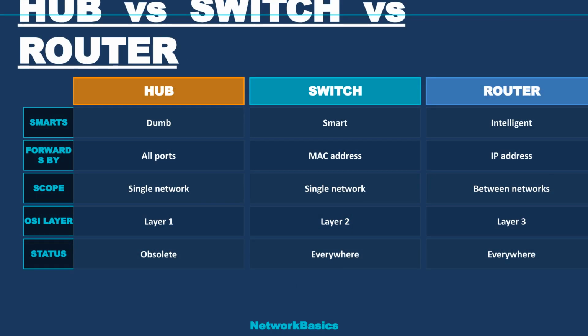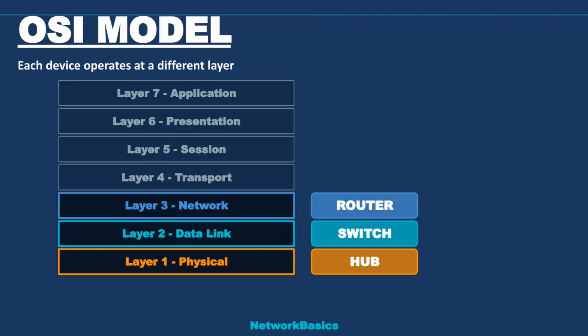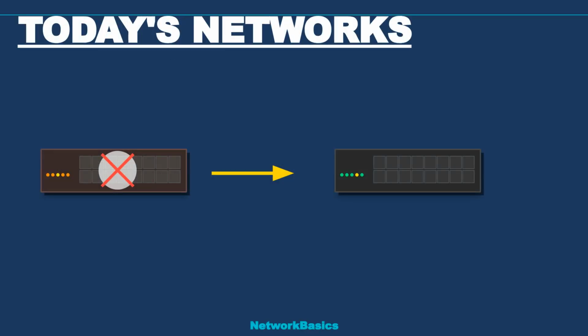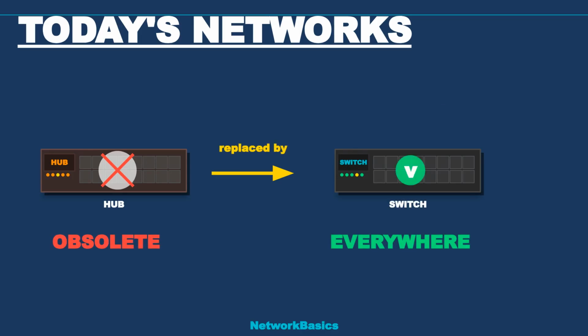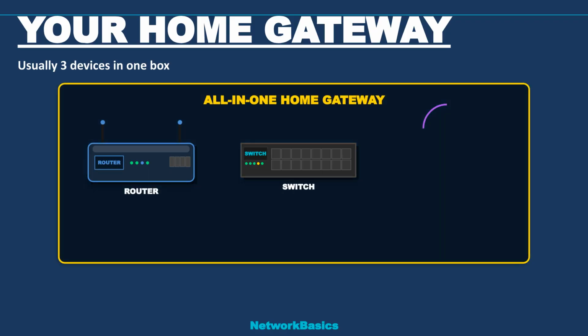So to summarize the differences between a hub, a switch, and a router, here is a helpful comparison chart. They also operate at different layers of the OSI model. A hub works at layer 1, a switch at layer 2, and a router at layer 3. In most modern networks, hubs are now obsolete and have been completely replaced by switches. And the box your internet provider gave you is usually a combo unit. It's a router, a switch, and a wireless access point all in one.